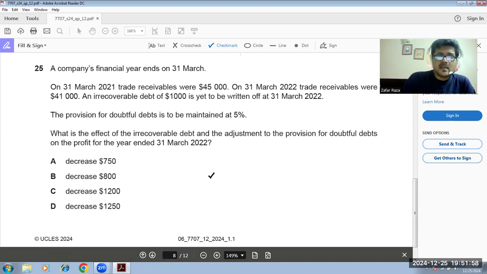So, if we are maintaining provision for doubtful debt at 5%, what we have to do? What is the effect of the irrecoverable debt and the adjustment to the provision for doubtful debt on the profit for the year? Now, we have to decrease the profit by 1,000 for bad debts, but we have to increase the profit for decreasing the provision for doubtful debts. Okay, because provision of doubtful debts is going to be decreased. So what we have to do?